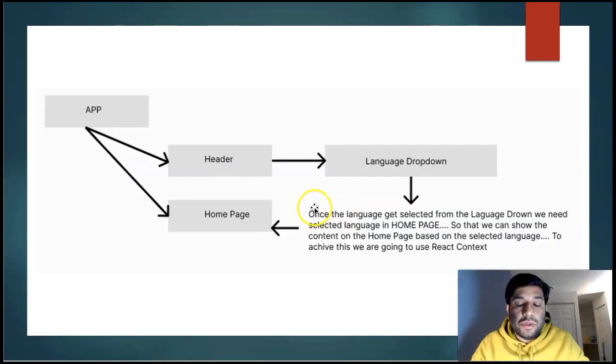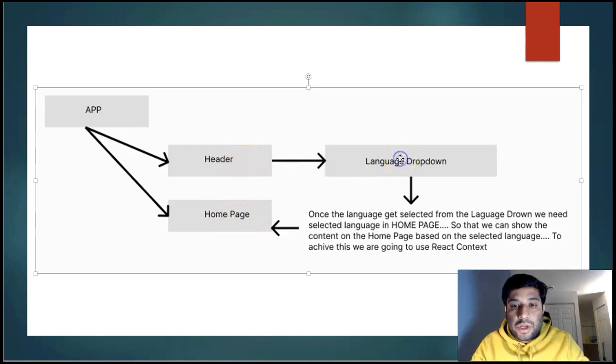Let's understand through this use case. We have an application in which we have a header component and a homepage component. The header component has a language dropdown. So anytime the language dropdown is changed, we need to pass that selected language to the homepage component without using props. How can we do that? We can do it using the React Context API. Let's see in the code how we can implement that.